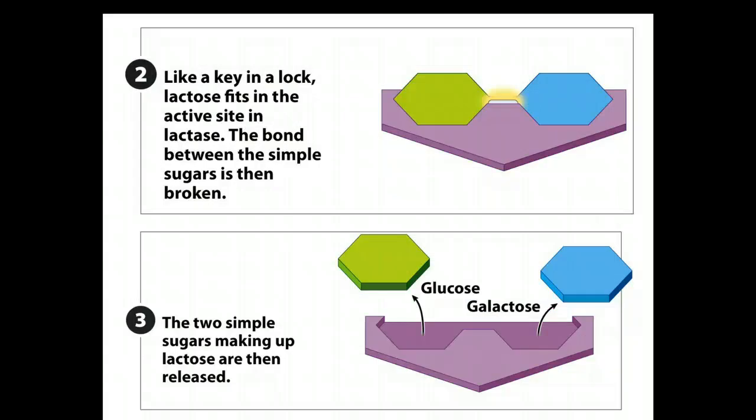The bond between the simple sugars is stressed and then broken, and then the two sugars are free to leave, and then the enzyme can be reused. A very efficient system, very clever.